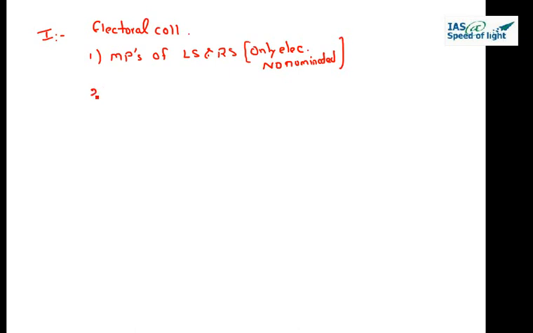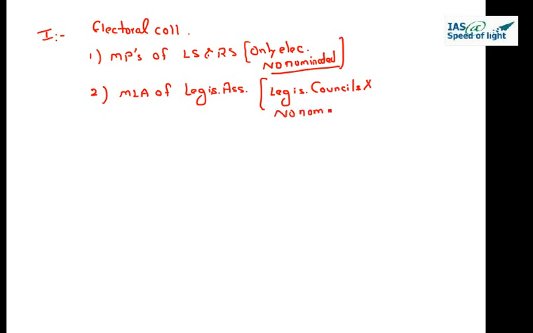The second are the MLAs of the legislative assemblies. So again, only elected, no nominated person, and legislative councils don't take part in the election of the president, and no nominated, only elected persons. This also includes Delhi and the Union Territory of Pondicherry. Okay, so this is the first part of the election of the president.